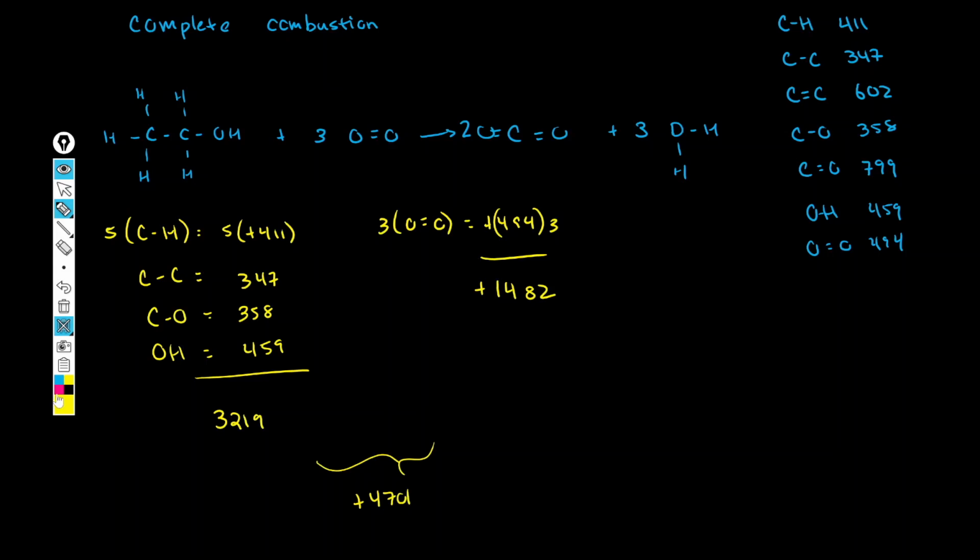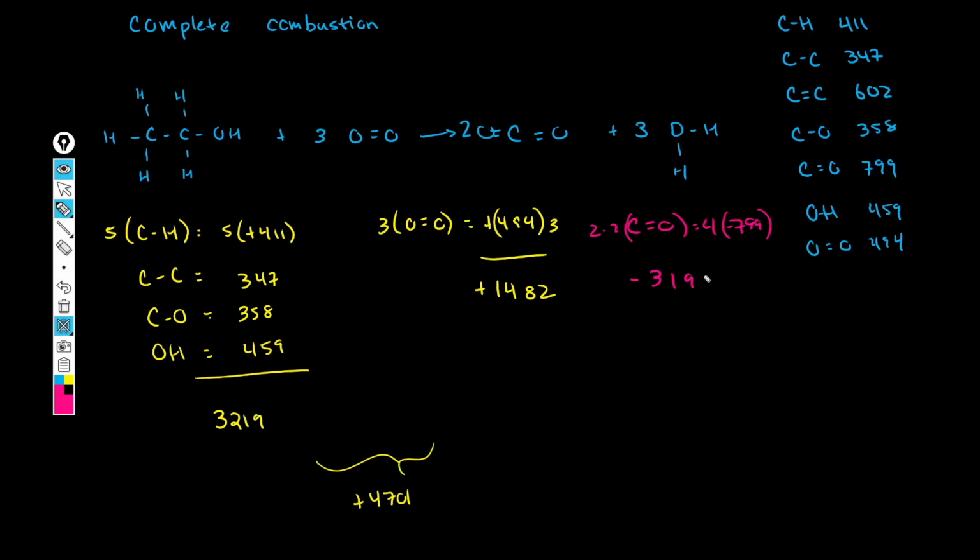Now we're going to do the right side. And the right side we have C double bond O, and that is 799. But we have 2 bonds per carbon dioxide, and we have 2 carbon dioxide. So 2 times 2 gives me 4. 4 times 799, in this case, negative. Because remember, we're making bonds now, so we're gaining energy out of the system. So energy is coming out. It's exothermic, so it's negative.